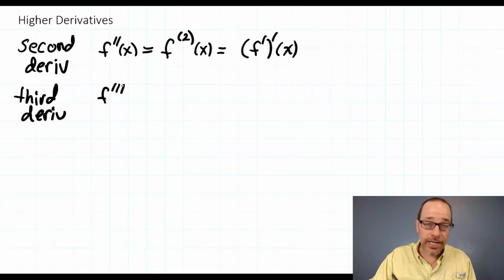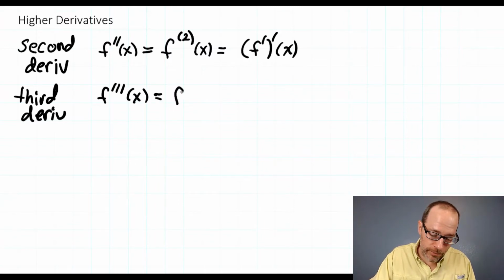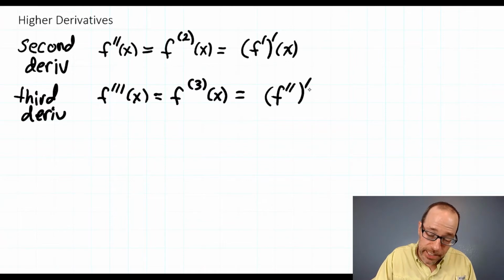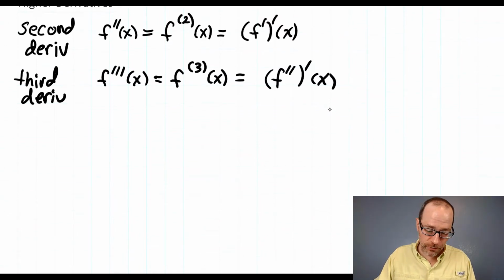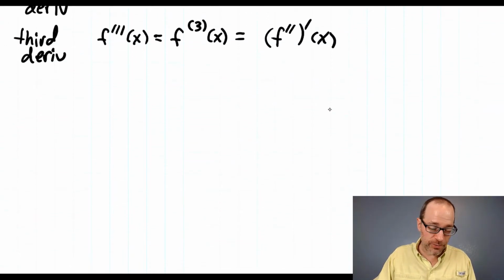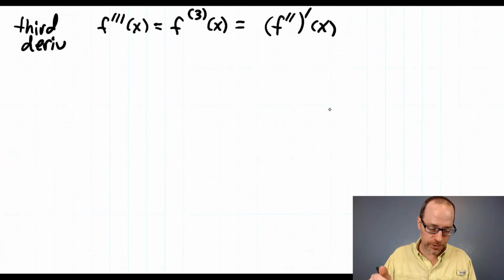Third derivative, similar. Similarly, two notations. 3 hash marks, or with a 3 in parentheses. And what it means is you take the second derivative and take the derivative again. So that's it. Since we know how to do derivatives, there's nothing really new. Obviously, you can do 4th, 5th, as high as you want for derivatives.